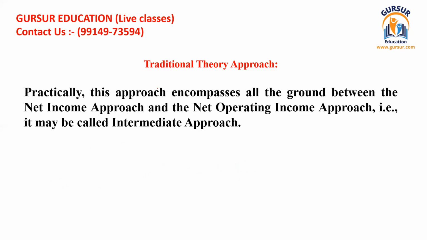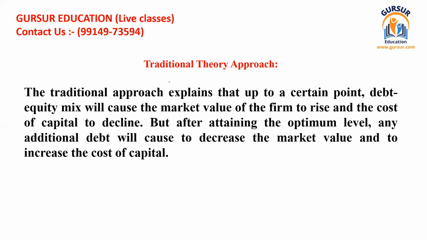This is obviously the case. But practically this approach encompasses all ground between the net income approach and the net operating income approach. That is called the intermediate approach. So this explains that up to a certain point only, the debt equity mix will cause the market value of a firm to rise and the cost of capital to decline.